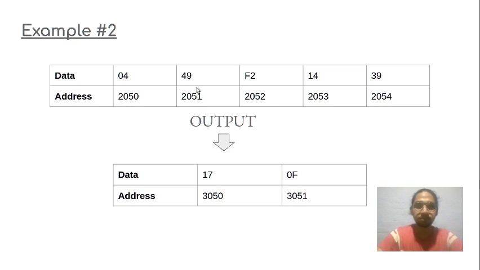The second example is that we are searching 17 in the following array. So we store 17 in 3050, but we can see that 17 is not present in the following array. So we store 0F in the memory address 3051.